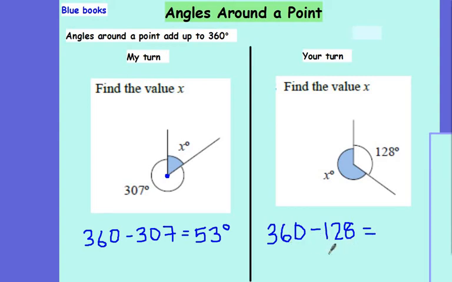So hopefully we should have all got 360, take away 128. You could have done a sum. Let's just do a sum. Ten take away 8 gives me 2. 5 take away 2 gives me 3. 3 take away 1 gives me 2. So we should have got 232 degrees.